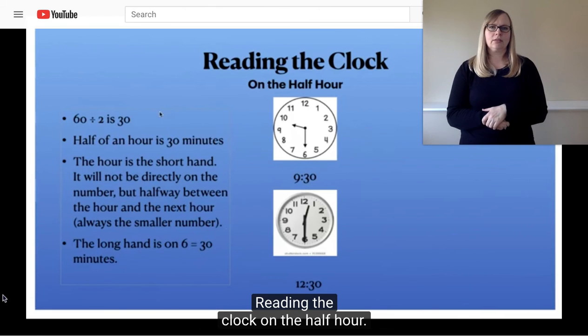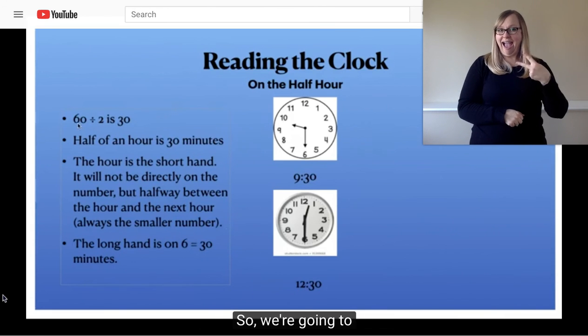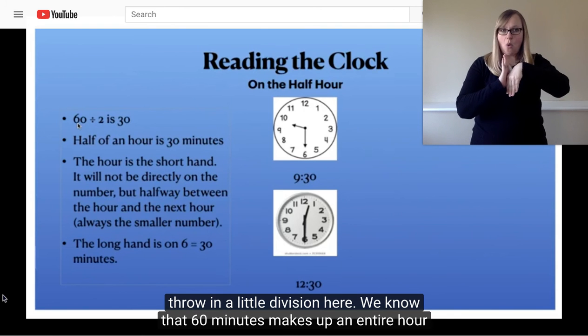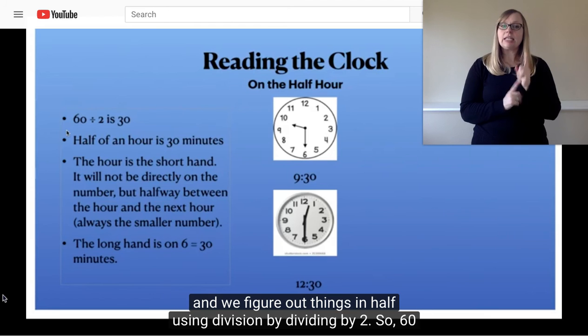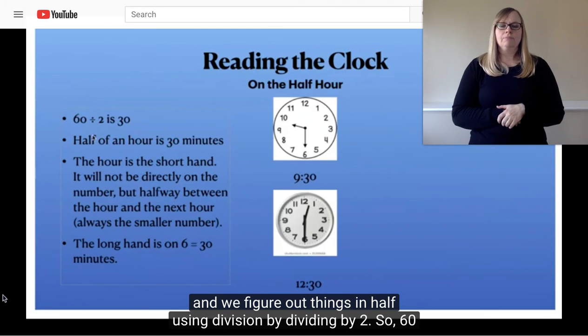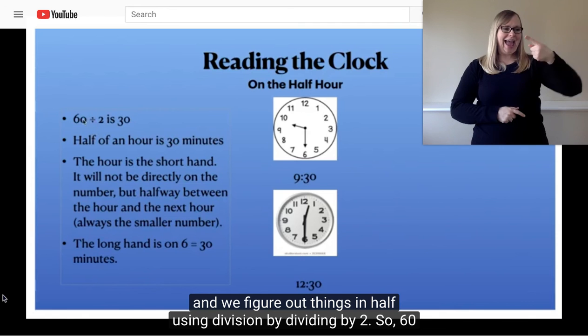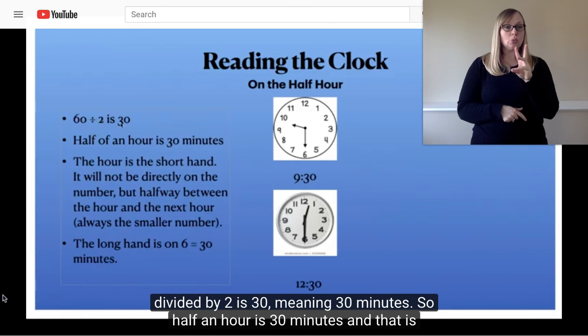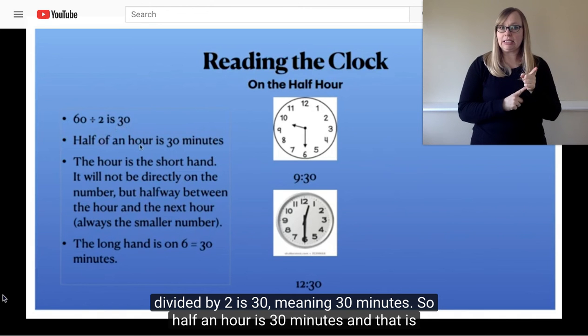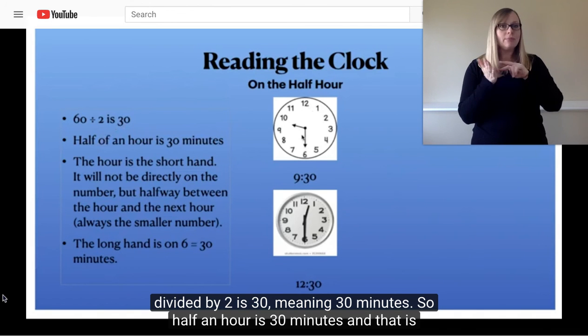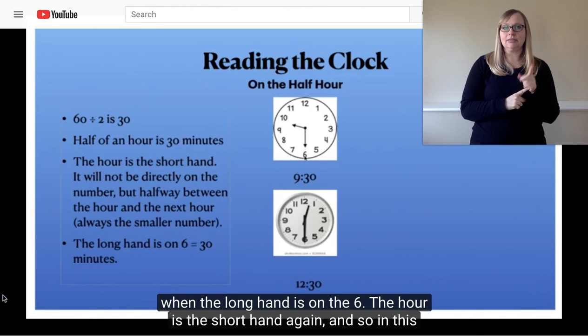Reading the clock on the half hour. So we're going to throw in a little division here. We know that 60 minutes makes up an entire hour. And we figure out things in half using division by dividing by 2. So 60 divided by 2 is 30, meaning 30 minutes. So half an hour is 30 minutes. And that is when the long hand is on the 6.